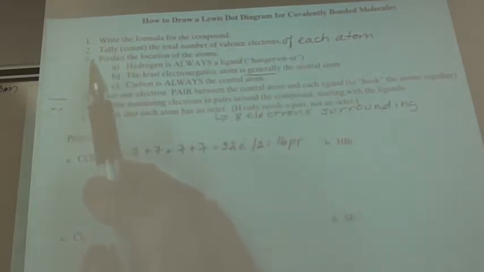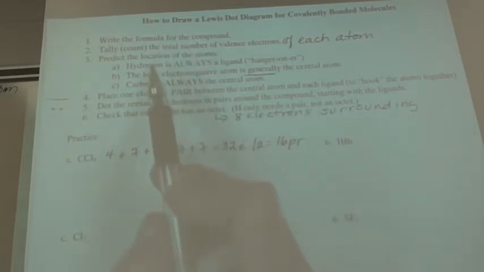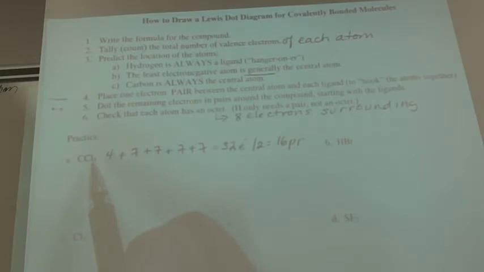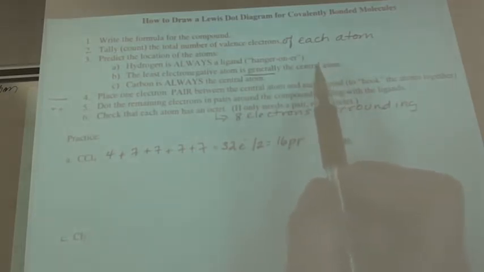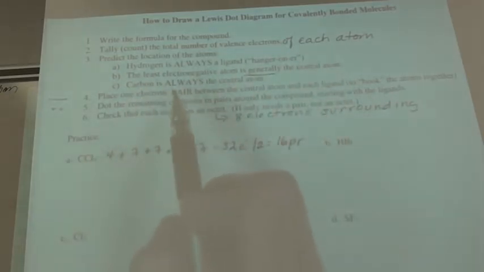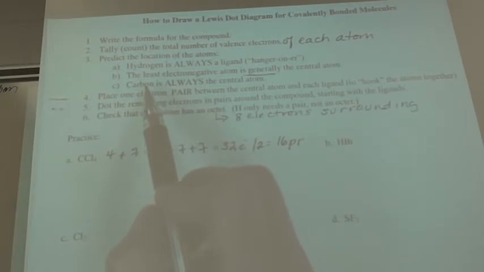Now, I'm ready to do step 3. Predict the location of the atoms. Hydrogen's always on the end. Doesn't matter, I don't have a hydrogen. The least electronegative atom is in the middle. Well, that is true, and that would be carbon, but here's the overriding rule: carbon's always the center. So I put carbon in the center, and then I'm going to put my chlorines around it in this fashion.